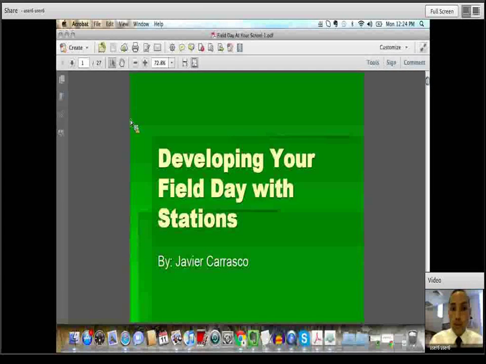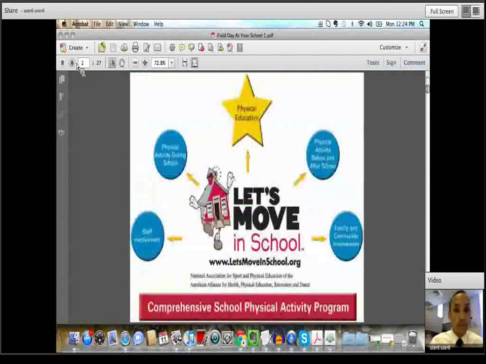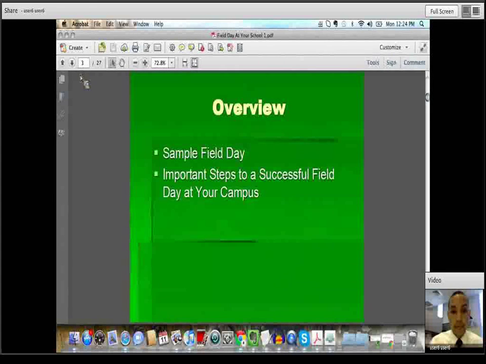The focus of the training will be developing a field day with stations. The field day training is aligned with the comprehensive school physical activity program model, specifically family and community involvement. Today we'll take a look at a sample field day and important steps to follow to a successful field day at your campus.